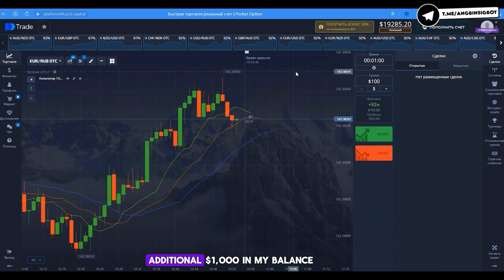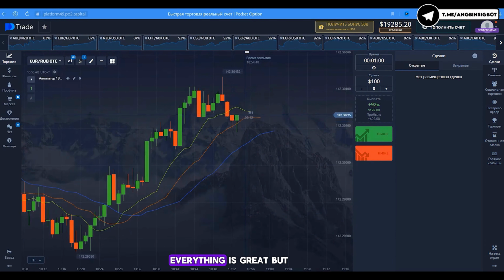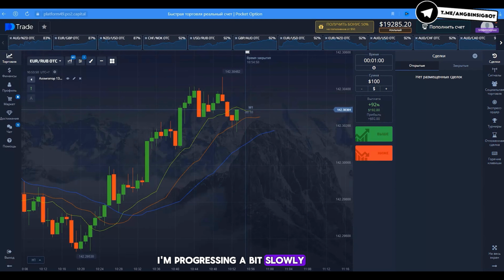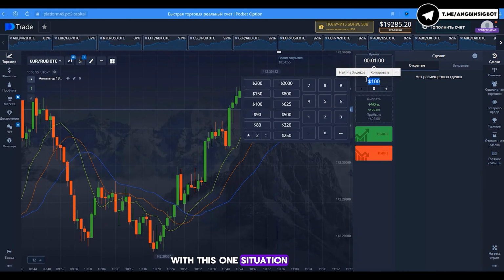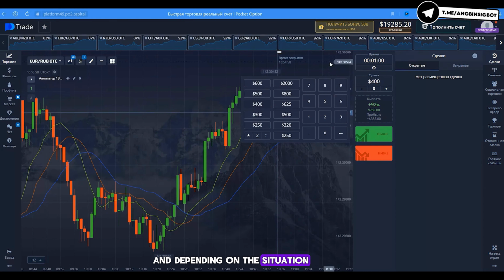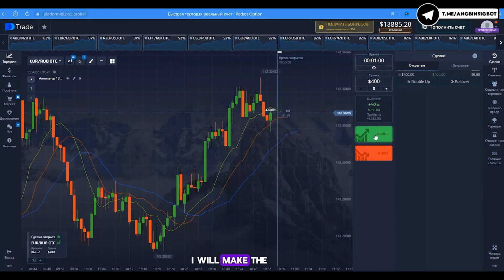I already have an additional $1,000 in my balance. Everything is great, but I'm progressing a bit slowly, so now I'm thinking of taking a risk and trying to finish the second part with this one situation. I already have an entry point. I will invest $400, and depending on the situation, I will enter in parts, but for now, I will make the main entry.